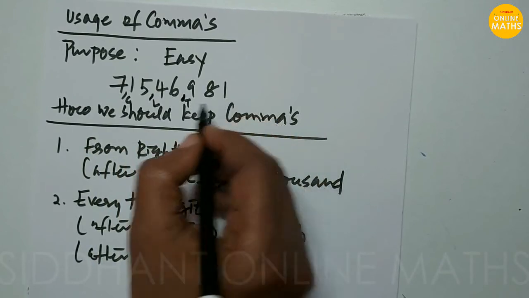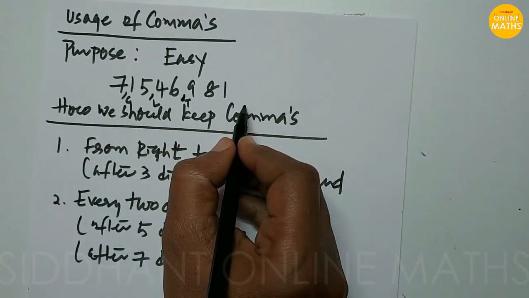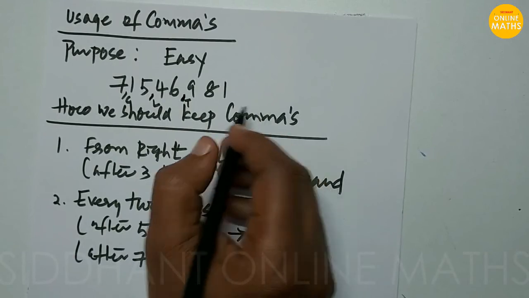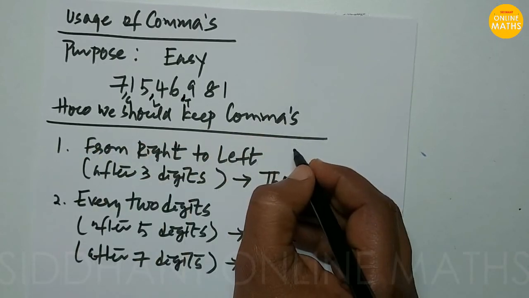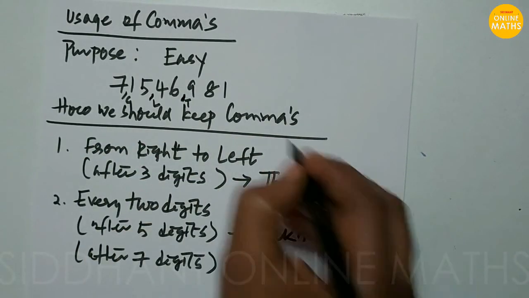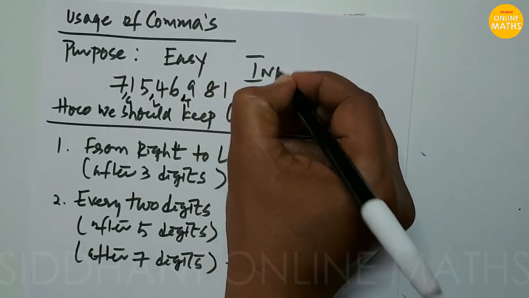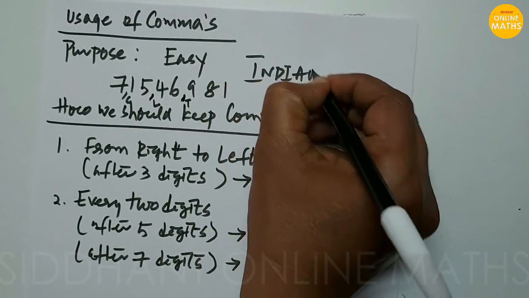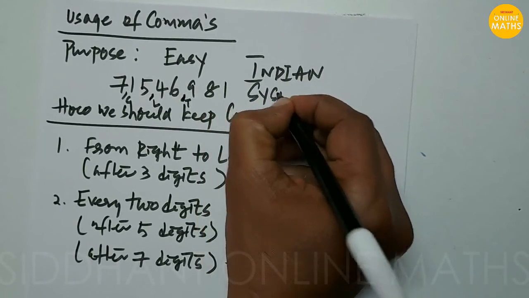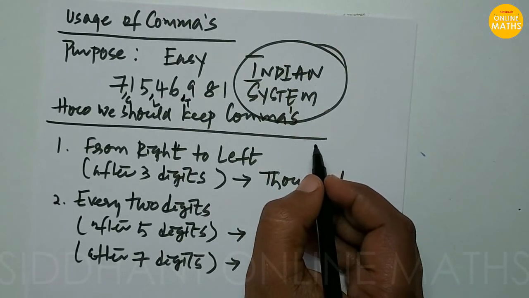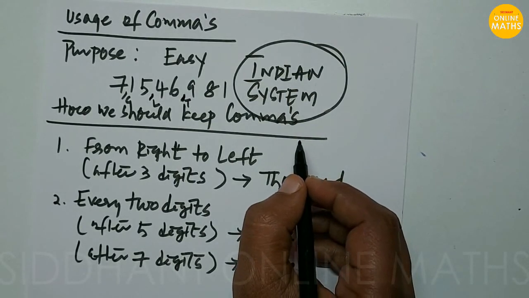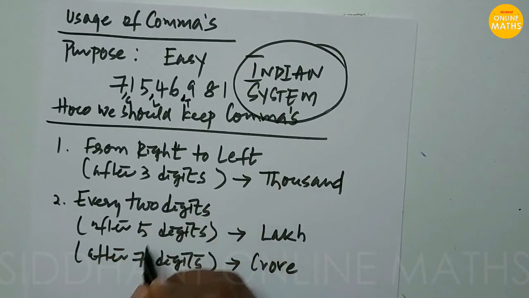So in this way we read 7 crore 15 lakhs 46,981. It will be easy when you keep commas, and it becomes easy to read a large number. In the Indian system we follow this way. This is the Indian system, where we use a comma first after 3 digits, after 5 digits, and after 7 digits, and it follows like 9 digits, 11 digits, like this.